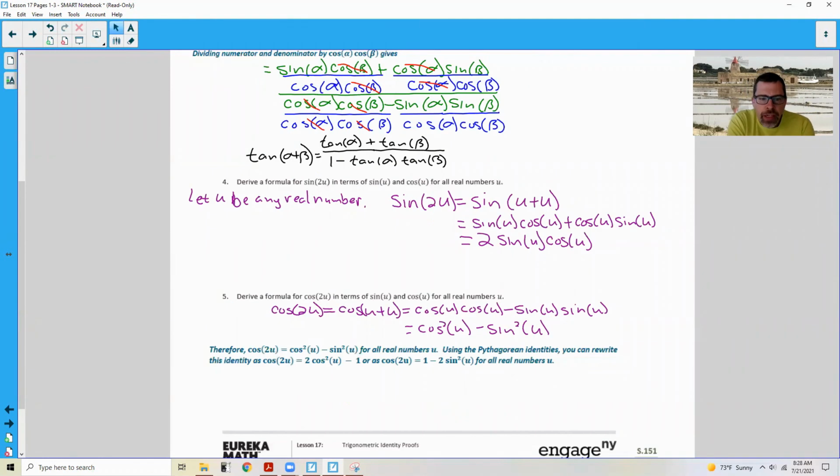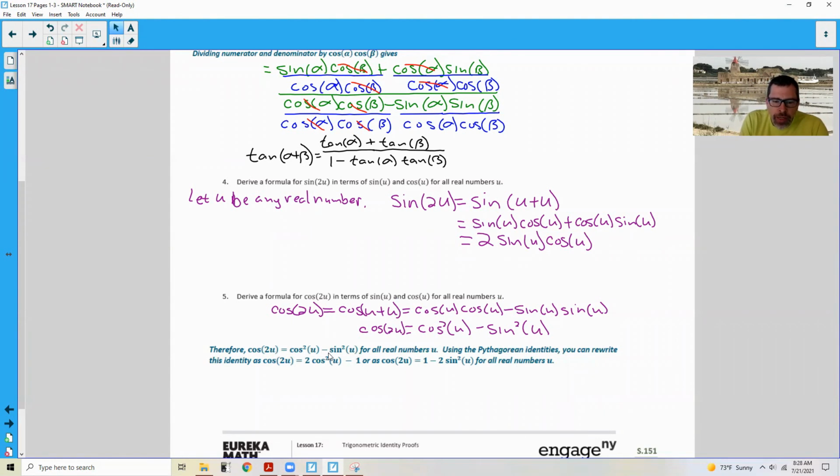Okay, so then let me write this in here, by the way. Cos 2u equals cos squared u minus sine squared u. So cos 2u equals cos squared u minus sine squared u for all real numbers u. But then when we use the Pythagorean identities, we can rewrite the identity as cos 2u equals 2 cos squared u minus 1, or as cos 2u equals 1 minus 2 sine squared u for all real numbers u.